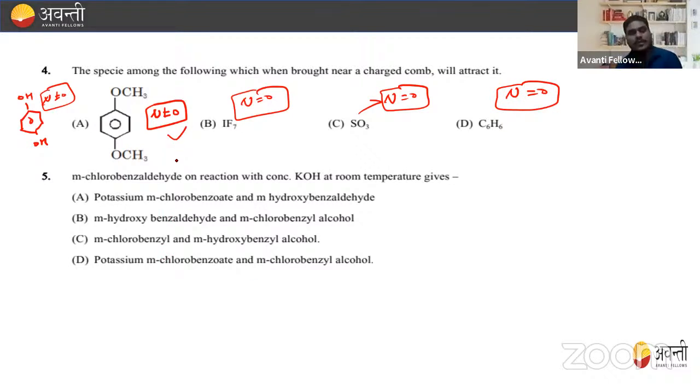And due to this non-zero dipole moment, they have some polarity of the bond. Polarity means having positive and negative charge. Now when a charge is brought near it, it is attracted, right? Because they are already polar in nature. So the correct option for the question is A. So the right answer is A. I hope this is clear to you.